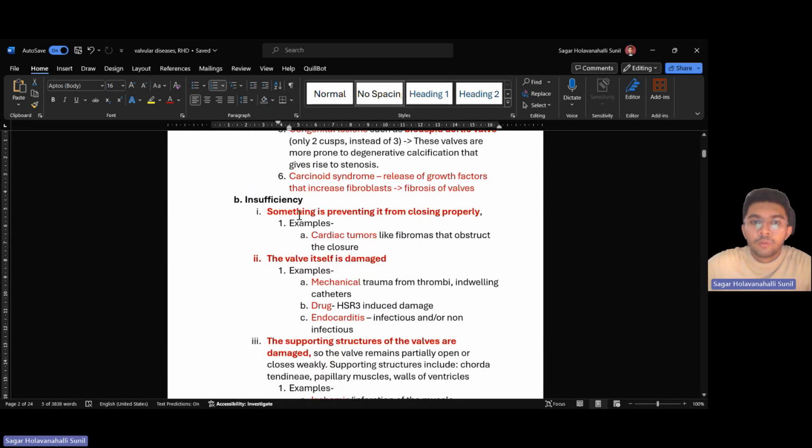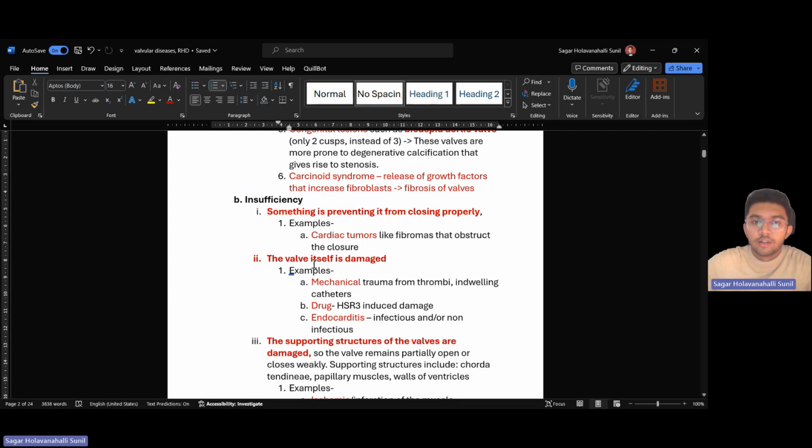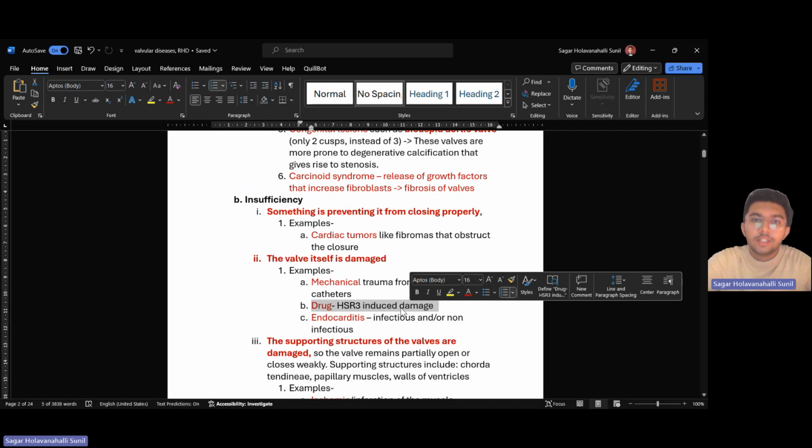Now, what is something that would prevent it from closing properly? It could be some cardiac tumor like fibromas. If the valve has to be damaged, it could be because of some mechanical trauma. It could be from thrombi or indwelling catheters. It could be drug-induced damage. So there's a hypersensitivity type 3 reaction where immune complexes are going to get deposited onto the valves. That will create an inflammatory reaction, damage.